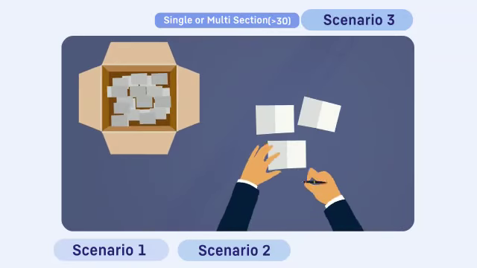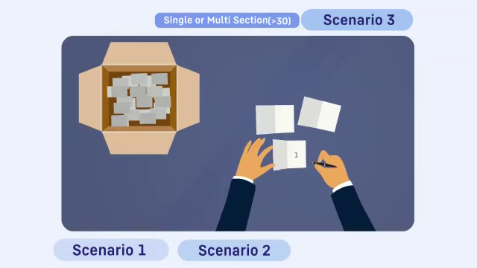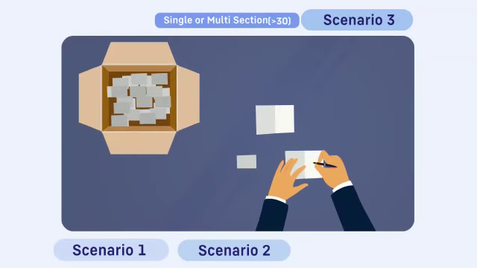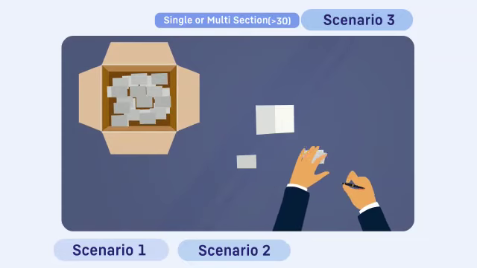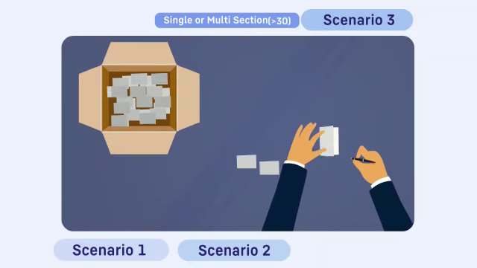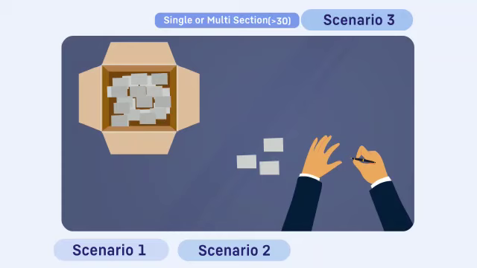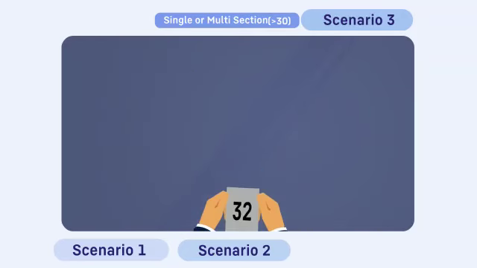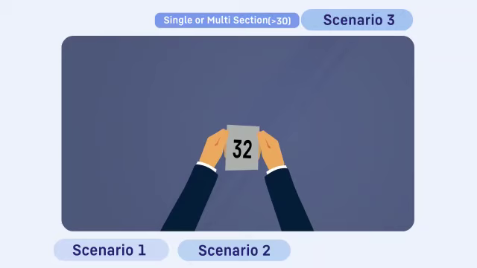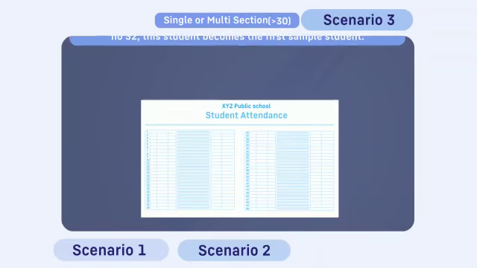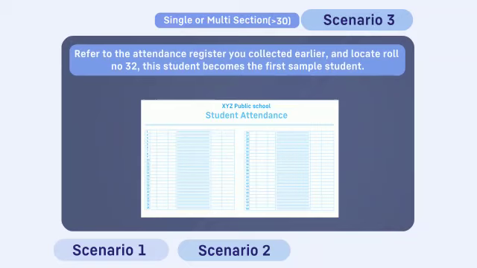Next, write down roll numbers of students on different chits folded alike. So, roll number 1 to 50 are written on different chits and one chit is drawn out at random. This will be the starting roll number for the survey of first survey student. Let this roll number be 32 in case of XYZ public school. Now refer to the attendance register you collected earlier and locate roll number 32. This student becomes the first sample student.